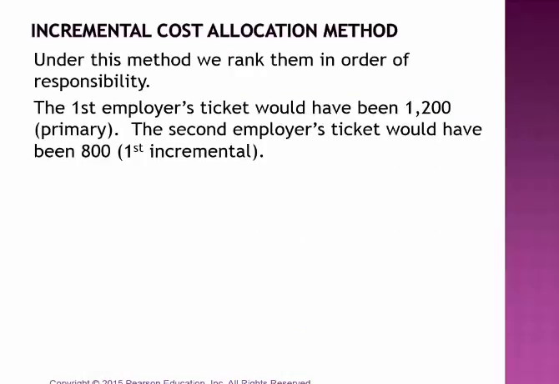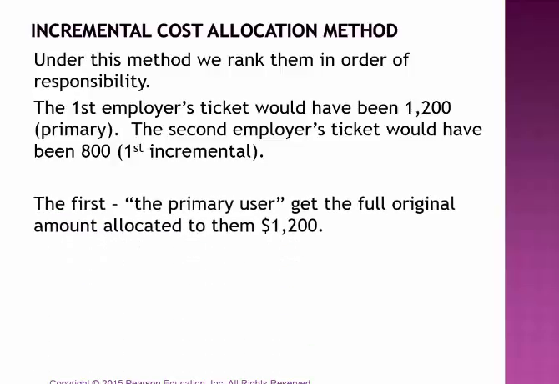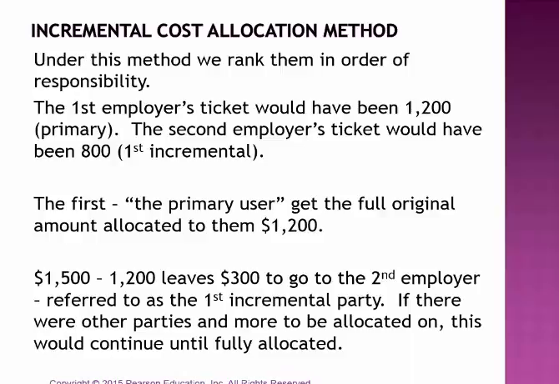Alright, so the first employer's ticket would have been $1,200. They're the primary. The second employer's ticket would have been $800. The first or primary user gets $1,200 of the $1,500, and the remaining $300 goes to the second employer, which is also referred to as the first incremental party.